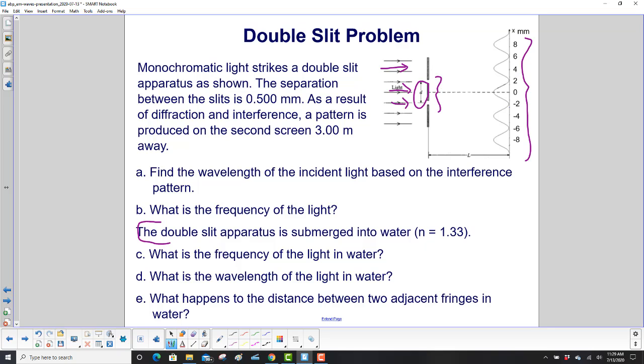Then we submerge the whole thing in water. I don't know why, but we do it. N is equal to 1.33. That's the index of refraction for water. What is the frequency of the light in water? What is the wavelength of the light in water? And what happens to the distance between two adjacent fringes in the water? And they're looking for the distance between those guys.